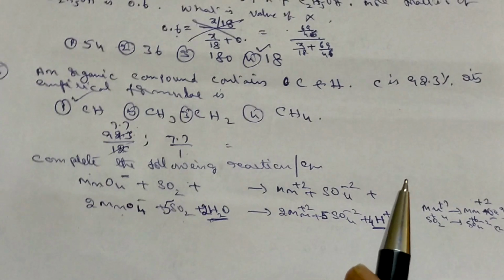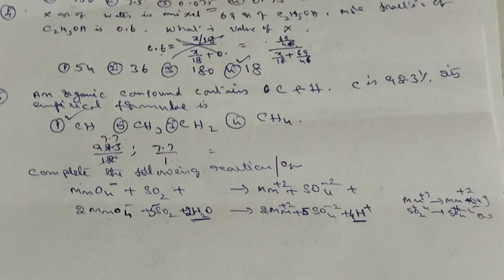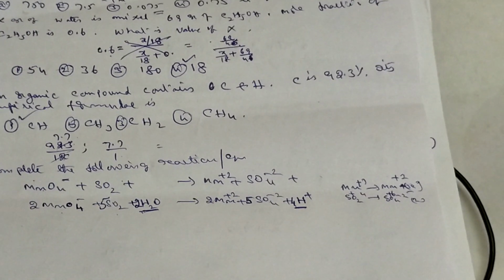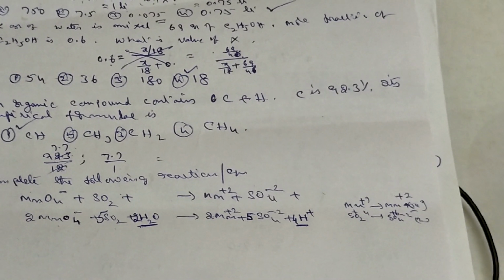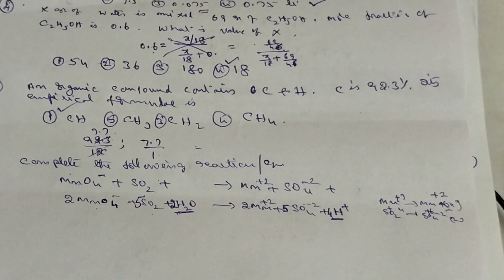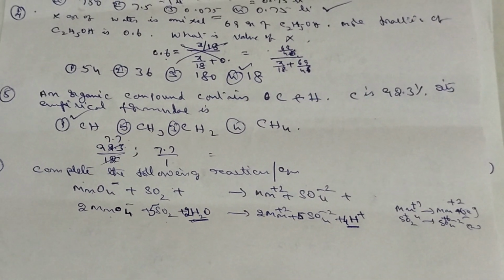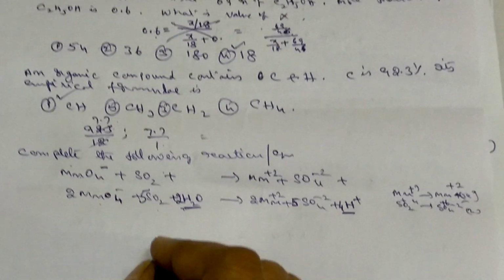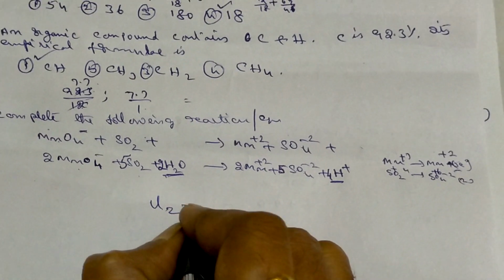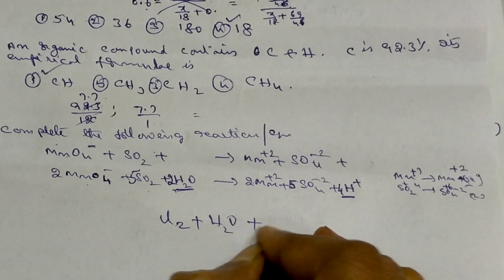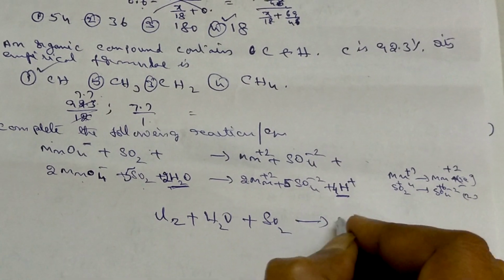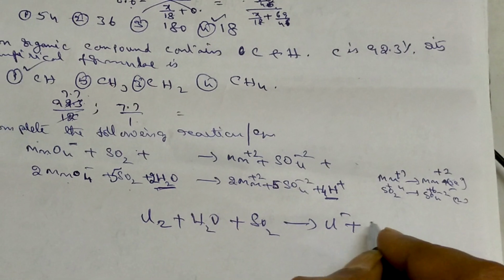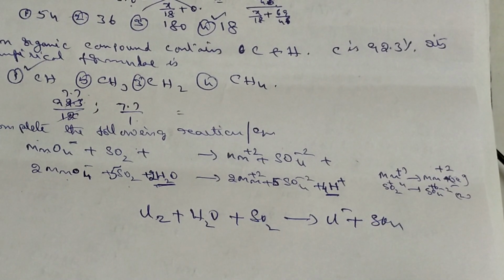A general question, repeatedly coming most of the time, is a very big lengthy question, but the answer is very simple. The question is: chlorine is used to purify drinking water. Excess chlorine is reacting with sulfur dioxide, and balance the redox reaction. Simple equation. Chlorine reacting with water and with SO2, giving rise to chloride ion, and sulfur has become sulfate ion. Simple. Then balance this one.